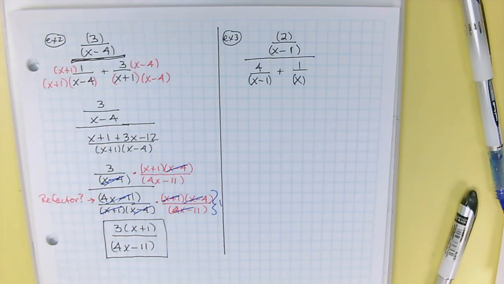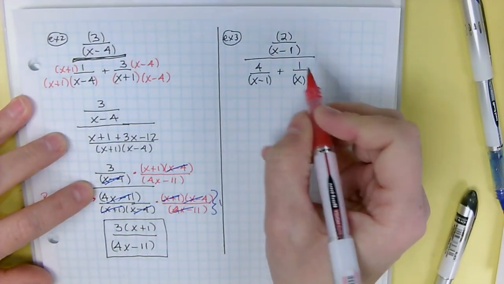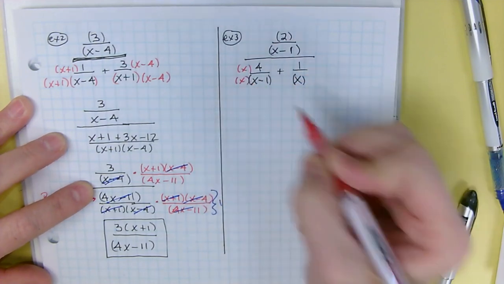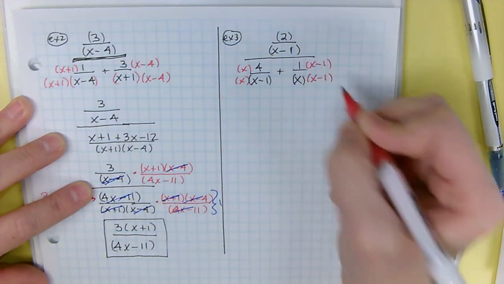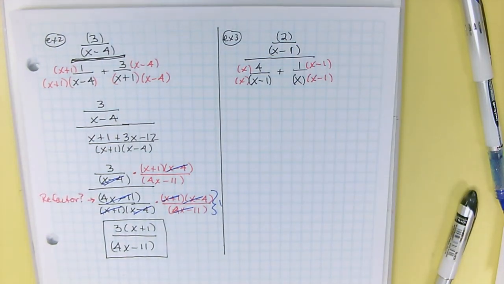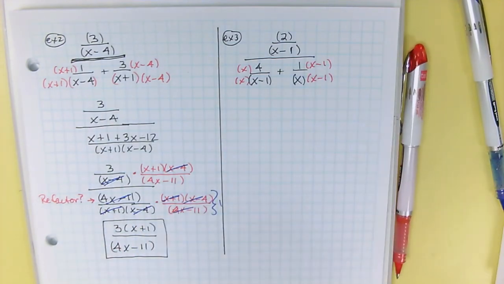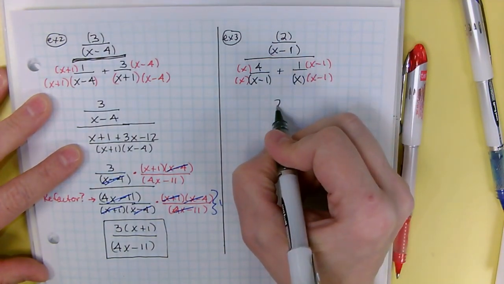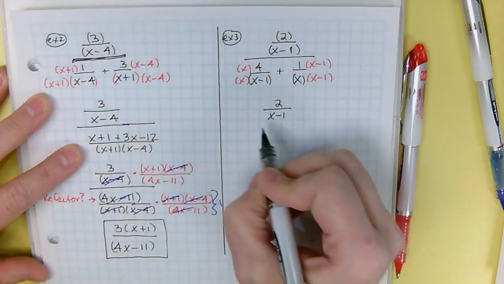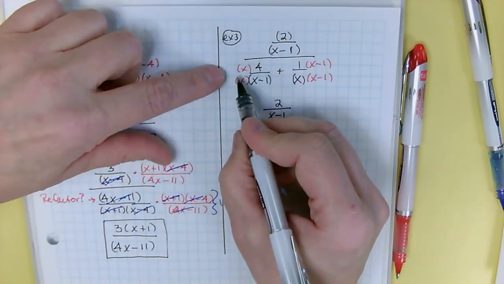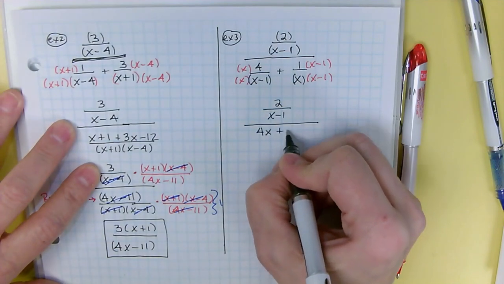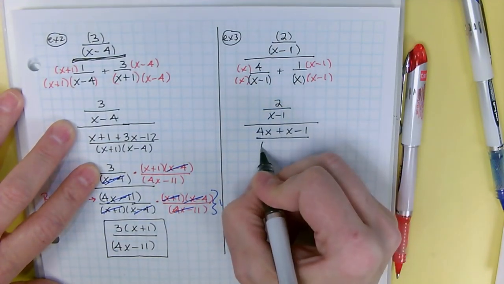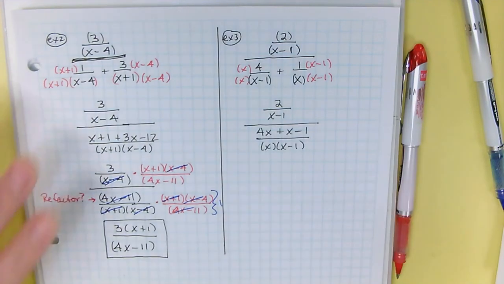So we're going to get the common denominator. This first fraction is missing an x. So we're going to multiply by x over x. The second one is missing an x minus 1. So we're going to multiply by x minus 1 over x minus 1. Now that the bottoms match, we can put the bottoms over one top. Let me just rewrite the top, 2 over x minus 1. So I've got a 4x. And then when you distribute the 1, of course, nothing changes. So plus x minus 1 all over x times x minus 1.